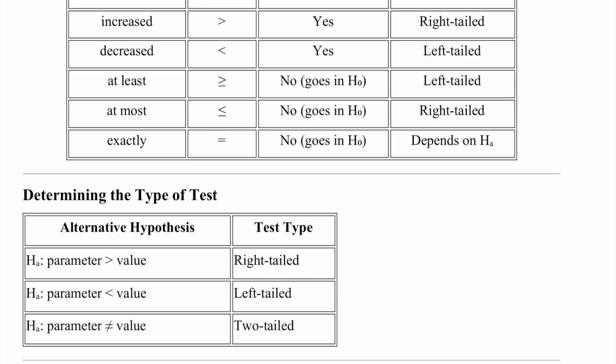Once you have written the alternative hypothesis, identifying the type of hypothesis test is easy. Always look at the alternative hypothesis. If HA uses a greater than symbol, it's a right tail test. If HA uses a less than symbol, it's a left tail test. If HA uses a not equal to symbol, it's a two-tailed test. A common mistake is looking at the null hypothesis instead. Remember, the type of test is always determined by the alternative hypothesis.